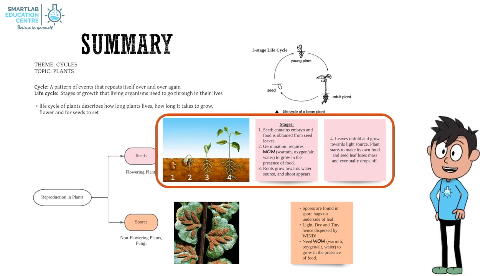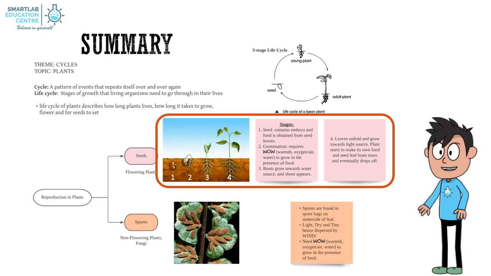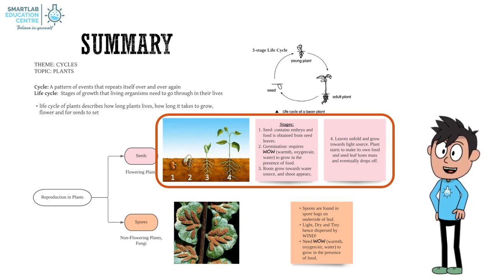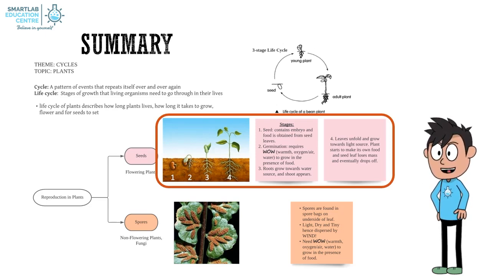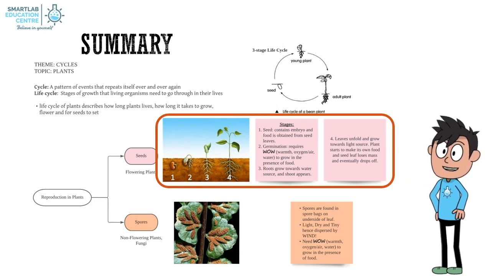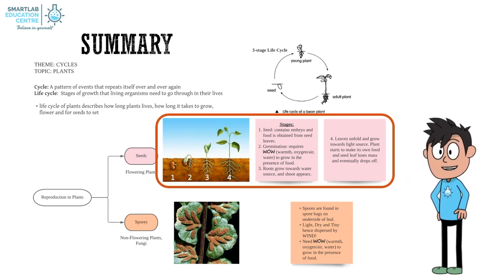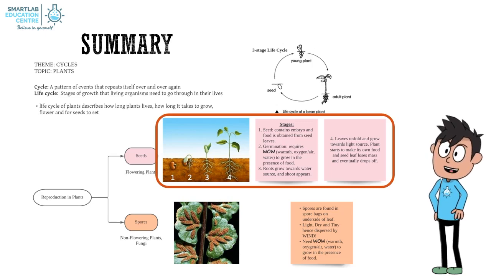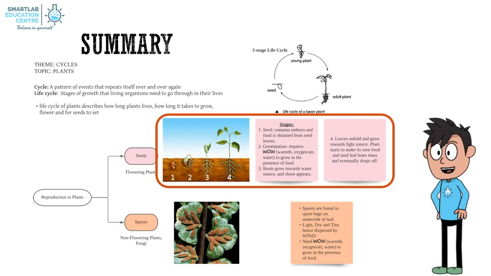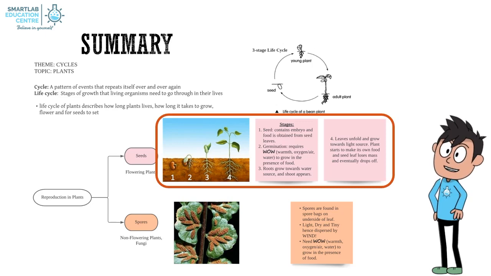Stage 1, seed, contains an embryo, and food is obtained from the seed leaves. Stage 2, germination. In order for germination to occur, warmth, oxygen, and water are required to grow in the presence of food. Roots grow towards the water source, and a shoot appears. Stage 4, leaves unfold and grow towards the light source. The plant starts to make its own food, and the seed leaf loses mass and eventually drops off.